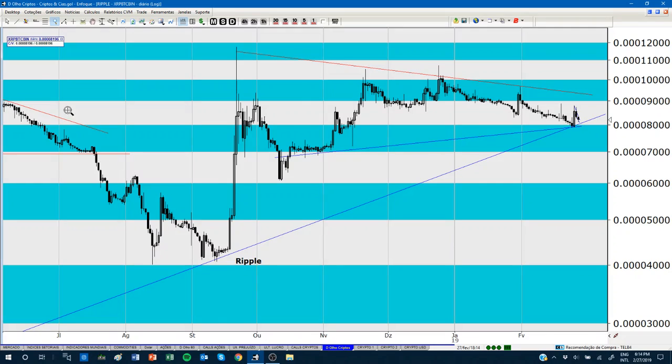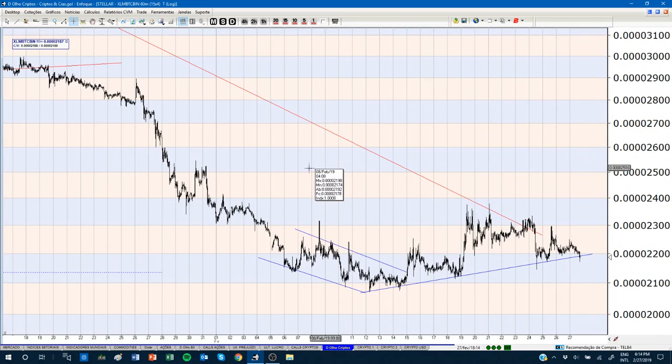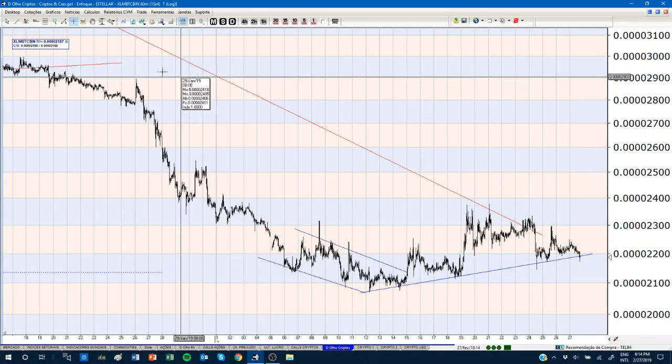But if we see something like that, and if we project that from the low here, then we have a lot to go, right? We'll be talking about, from here, considering the market would break this resistance line, a 70% upward movement to go. So keeping an eye on Ripple too.